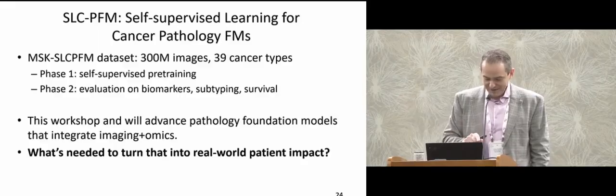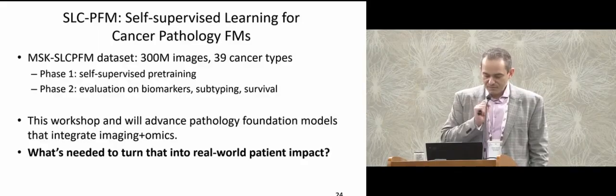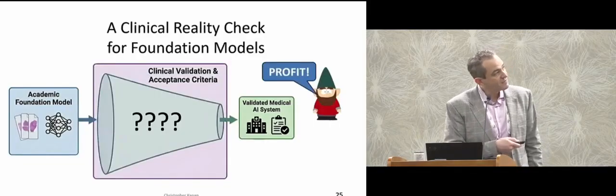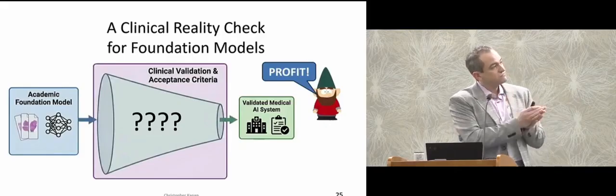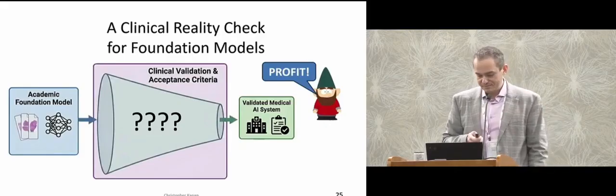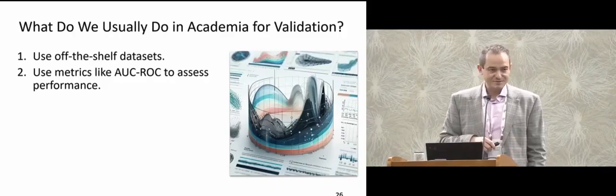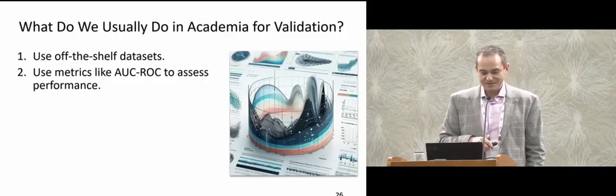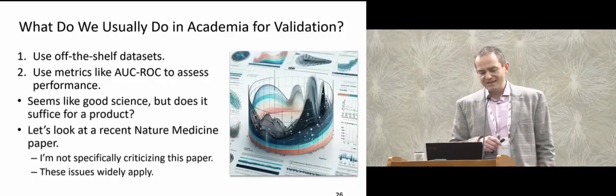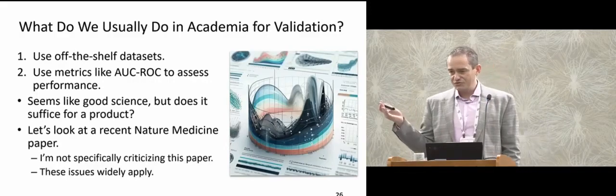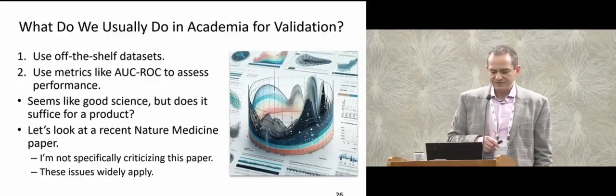Terribly long for things. Anyways, I think we really could create better systems, but what's needed to turn that into real-world patient impact? Right? Academic foundation model, patients benefit, right? Okay. Well, what do? Well, you guys did not do this. You used competition datasets, but we still use metrics like AUC to assess performance in a lot of papers. You saw them, Virchow was doing it, and you should use AUC. But does AUC suffice?